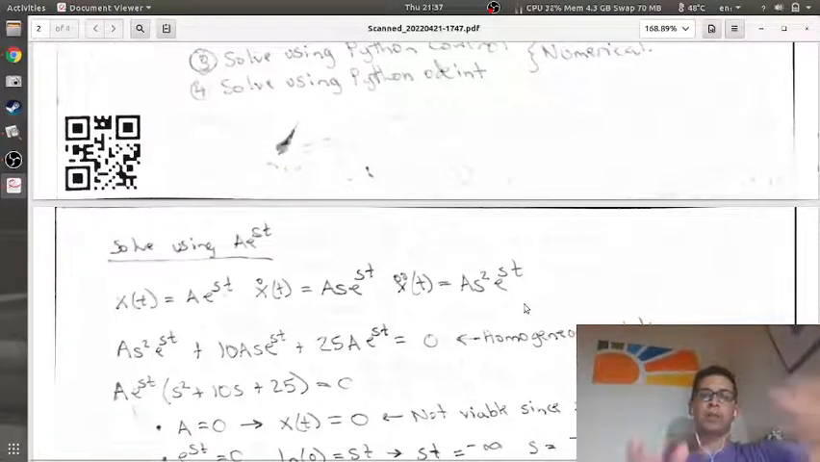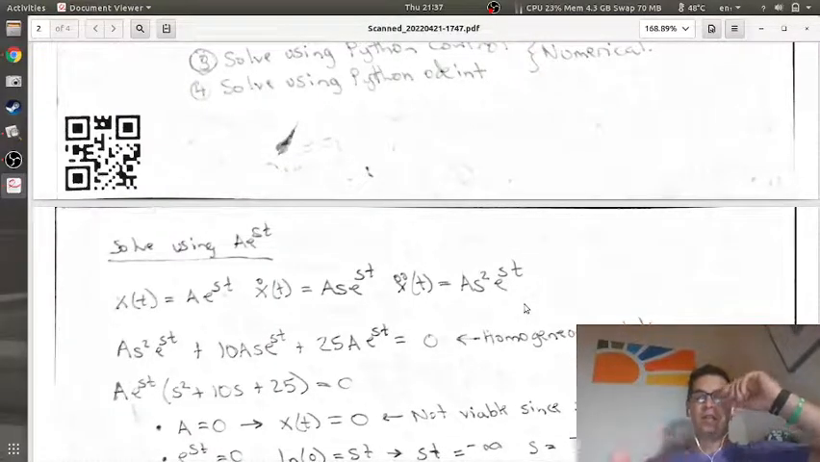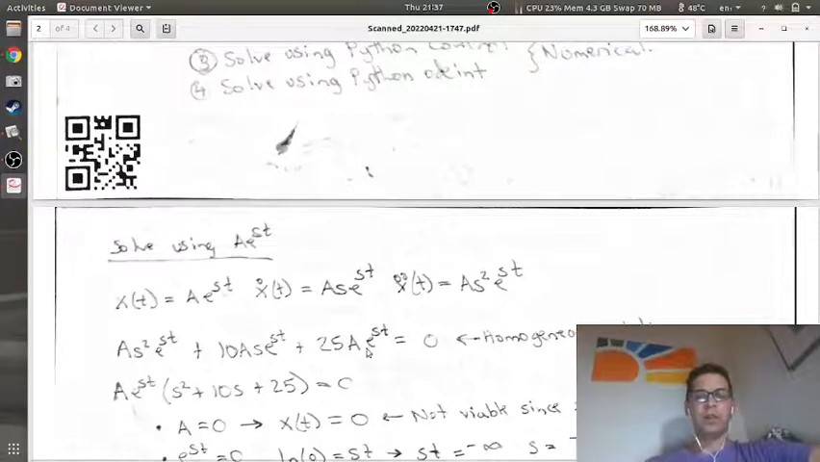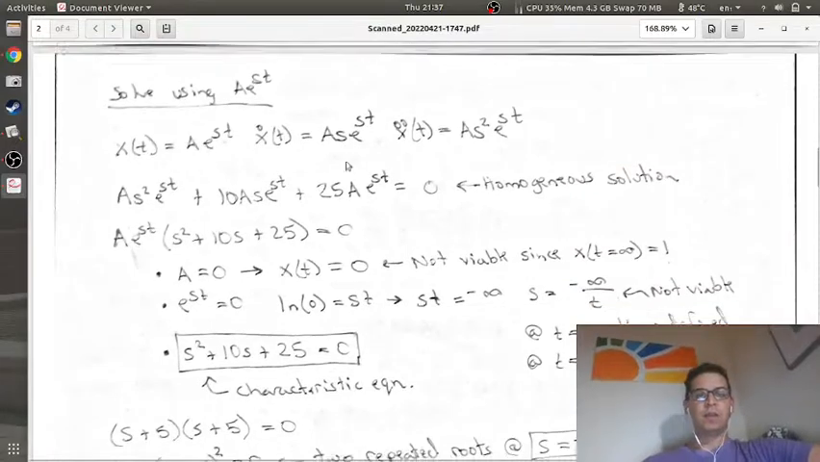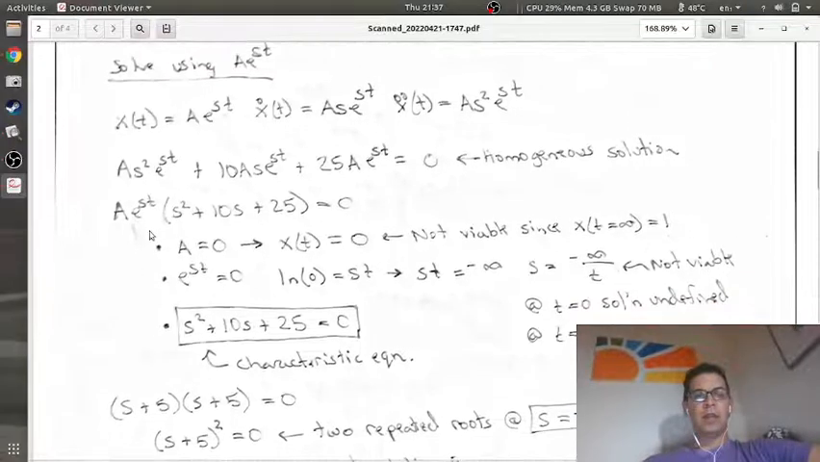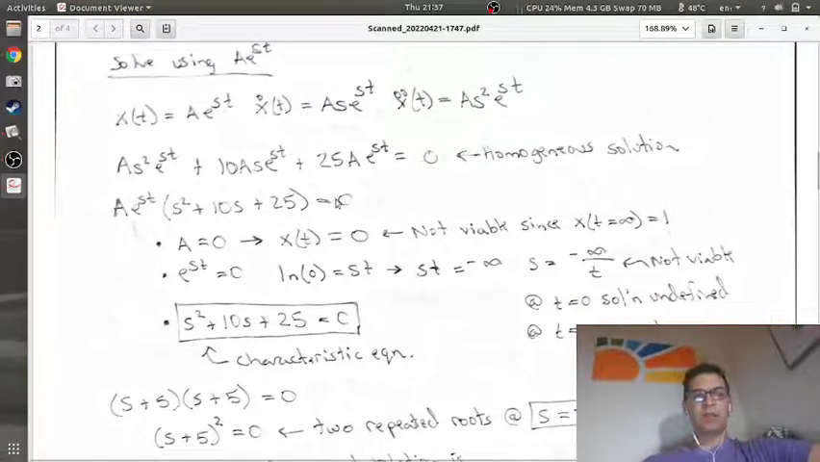So when you're solving this method, you have 2 solutions. You have the homogeneous solution and the particular solution. So in this case, the homogeneous solution, you set that equal to 0. You'll notice there's a constant here, so you just pop out a e to the st. And anyone who's solved a differential equation like this will notice that this s squared plus 10s plus 25 is your characteristic equation. Now, you have 3 things multiplied by each other that equals 0.